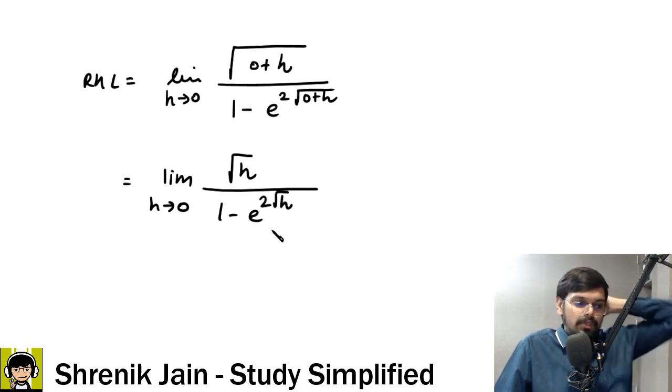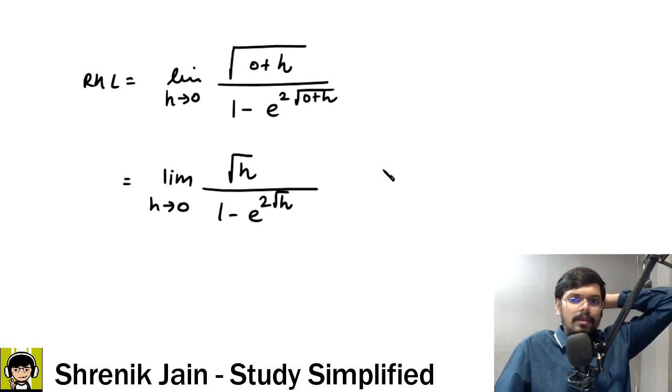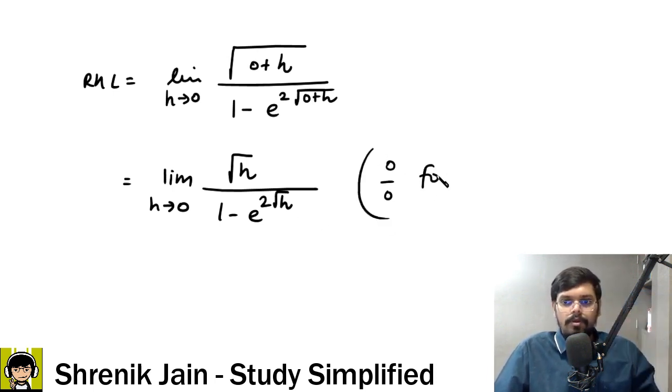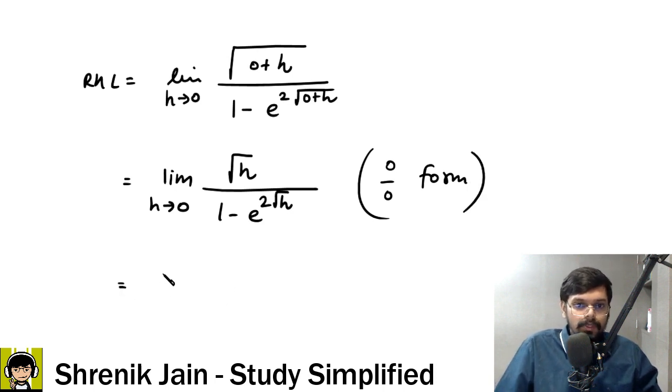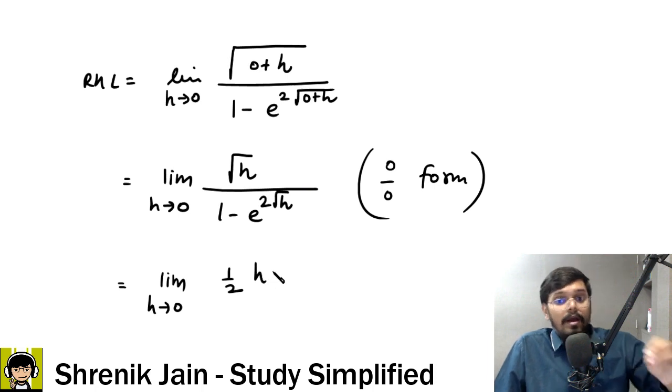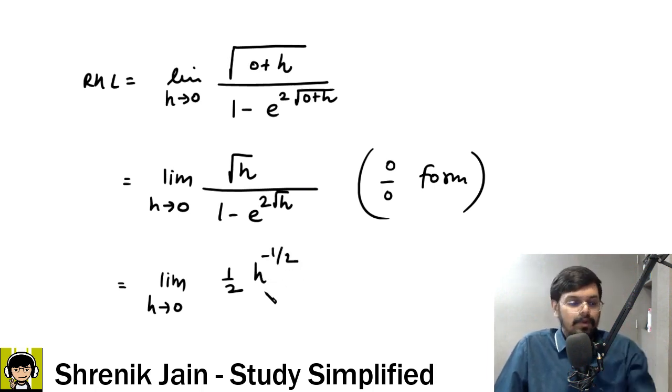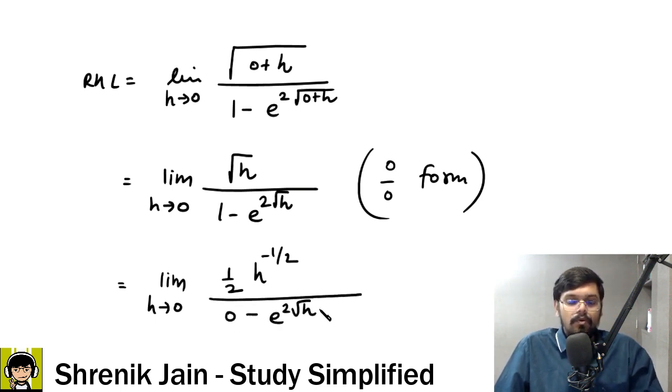If you do the direct substitution, can I say it is 0 by 0 form? Yes sir ji, it is 0 by 0 form. If it is 0 by 0 form, use the L'Hopital. Sir, if I use the L'Hopital, then I have to say half h to the power half minus 1, which is minus half. Yes or no? Divide by constant derivative is 0 minus exponential is exponential only, and the power is now differentiated with respect to h, so it is 2 into half into h to the power half minus 1, which is minus half.